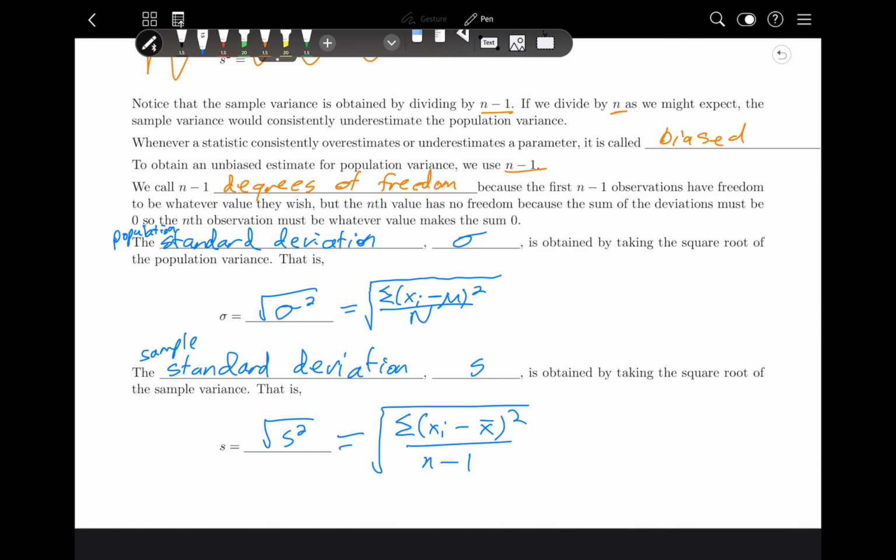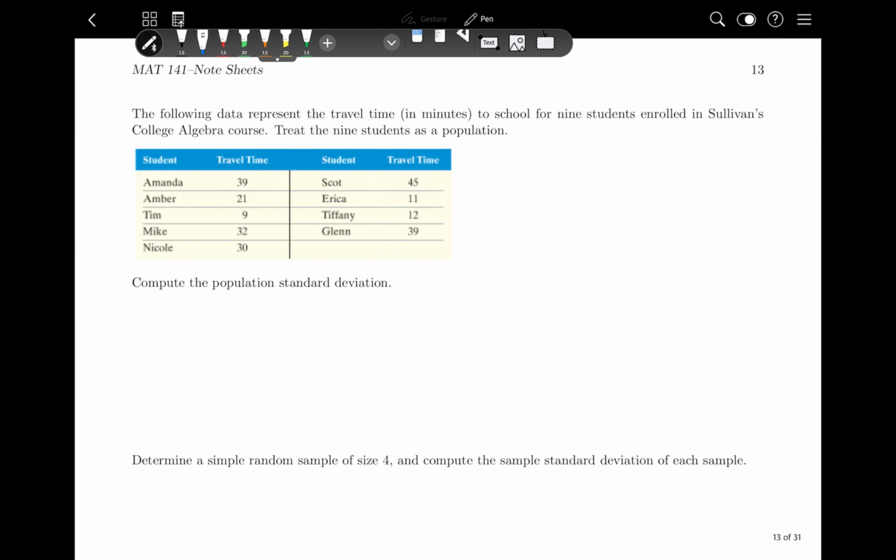And like I said, for the most part, we're just going to use technology. But one really important thing to take away from here is that if you want to find the variance given the standard deviation, you just square the standard deviation. If you want to find the standard deviation given the variance, you take the square root of the variance. Okay, so that's the idea. Now let's look at some examples, and specifically, let's look at how to use technology to do some examples.